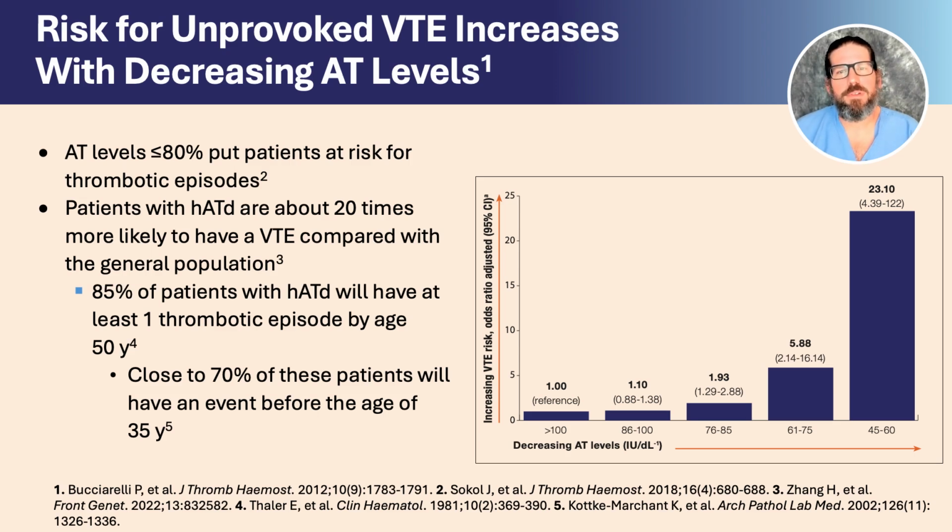Up to 85% of patients with hereditary antithrombin deficiency will have at least one thrombotic episode by age 50, with almost 70% of these patients having a thrombotic event before the age of 35. Therefore, proper management of antithrombin deficiency is essential for reducing the risk for venous thrombosis in these patients.